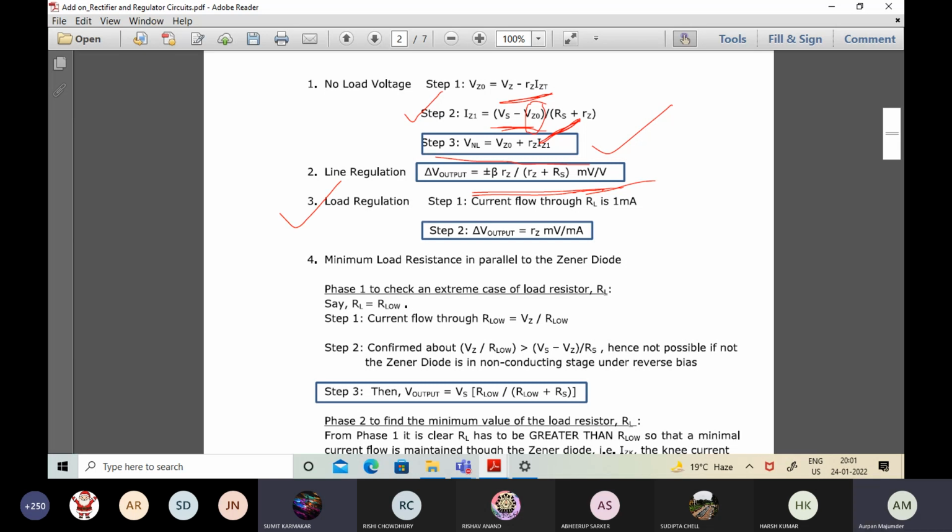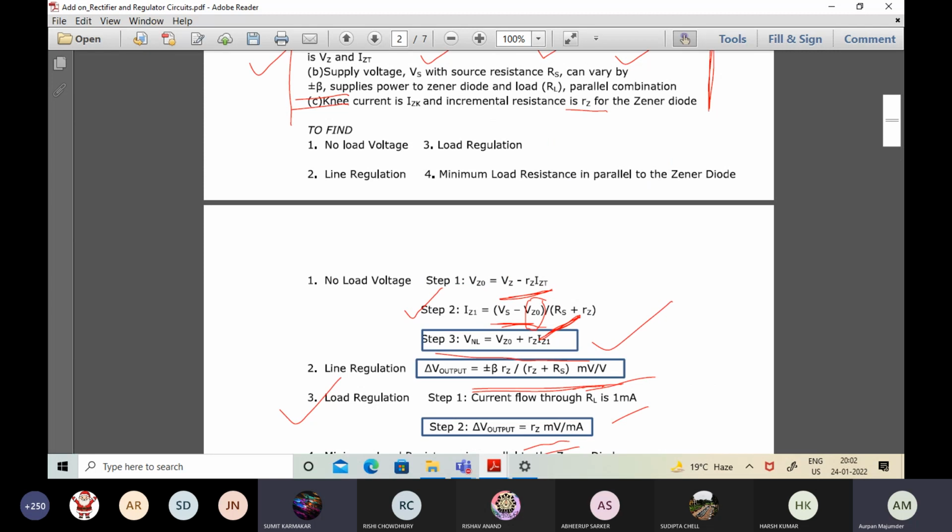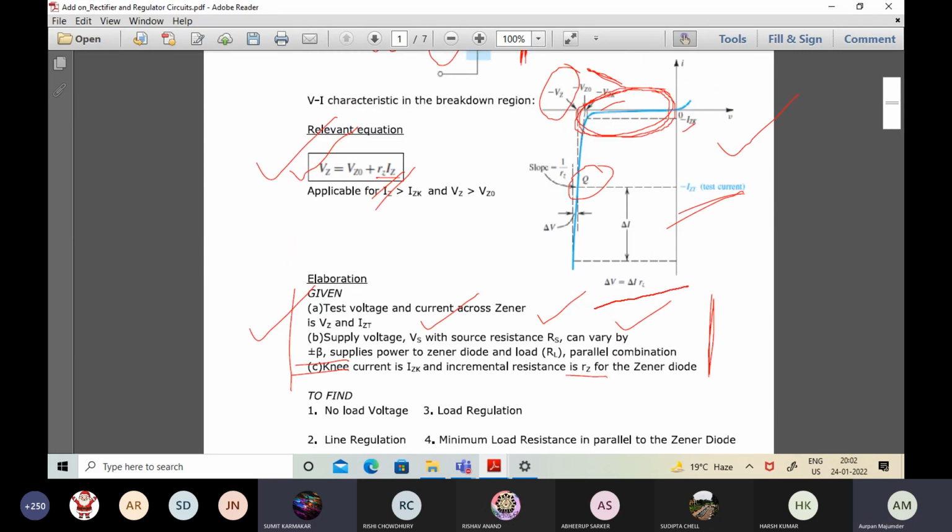So the current flow through RL is, let us say, 1 milliampere. In effect, if the current flow through RL has increased from 0 to 1 milliampere, the current flow through the Zener will decrease by the same amount, if we assume that context. Therefore, the output voltage is going to have a variation equal to delta V. What is delta V? Delta V is equal to delta I into RZ.